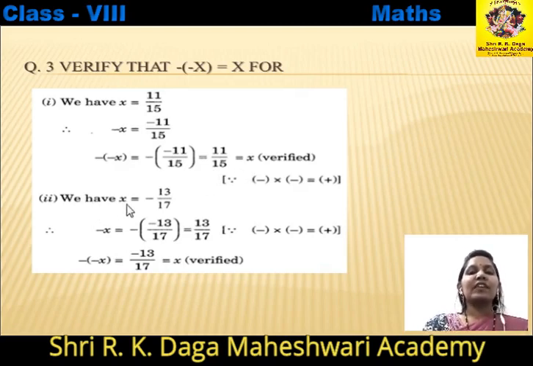In the next question, we have x equal to minus 13 by 17. When we find minus x, then minus of this minus 13 by 17 is minus minus plus, therefore it is 13 by 17. But again when we put a minus sign, we get minus 13 by 17, which is nothing but x. So minus of minus x is equal to x.